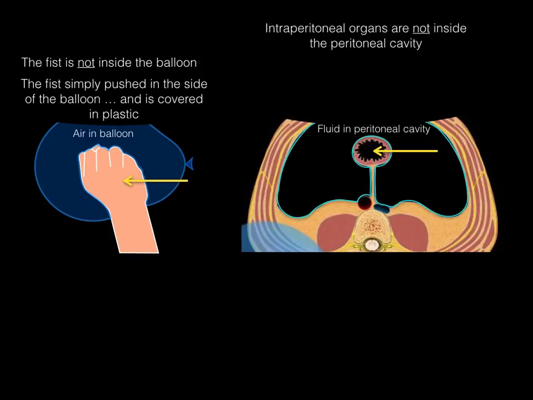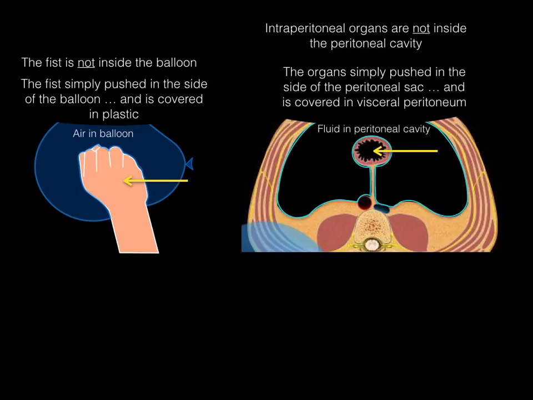The intraperitoneal organs are not inside the peritoneal cavity. The organ simply pushed in the side of the peritoneal sac and is now covered in visceral peritoneum. So here's an intraperitoneal organ. There's a retroperitoneal organ. If you follow the fascia within, they're actually in the same fascial planes. When you see an intraperitoneal organ, even when you open up the abdomen, it's not in the cavity, even though we call it an intraperitoneal organ. It's all contained within this sac.